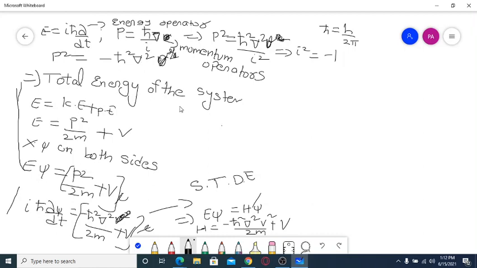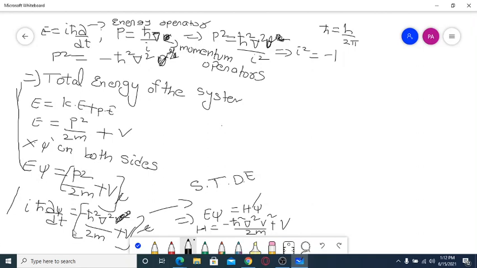So the total energy of the system is given by E is equal to kinetic energy plus potential energy. What is kinetic energy? p square by 2m, just now we have derived, plus V. Multiplying psi on both sides, we get E psi is equal to p square by 2m plus V into psi. So i h bar dou psi by dou t is equal to minus h bar square del square by 2m plus V into psi.